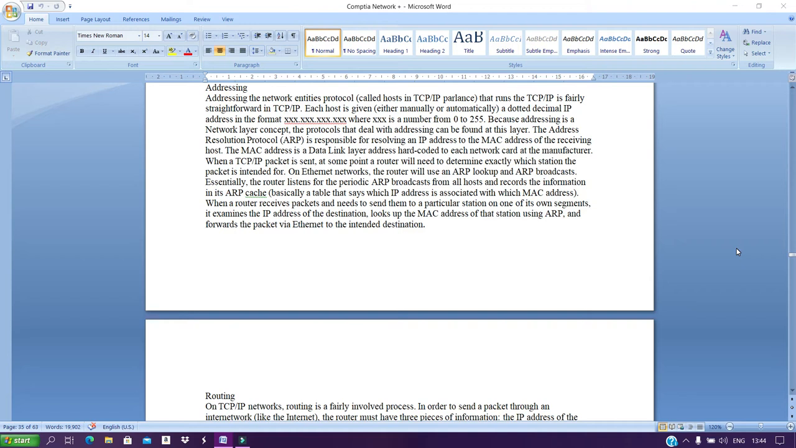When a router receives packets and needs to send them to a particular station on one of its own segments, it examines the IP address of the destination, looks up the MAC address of the station using ARP, and forwards the packets via Ethernet to the intended destination.